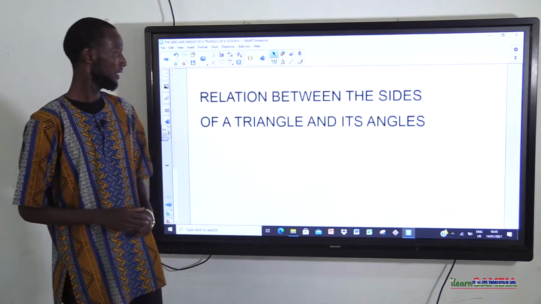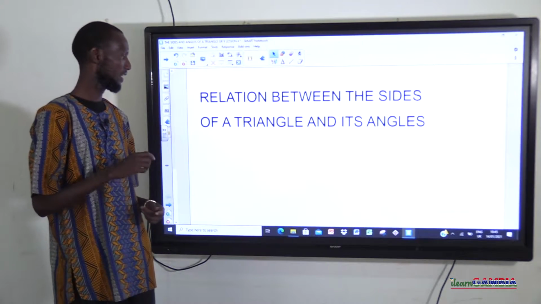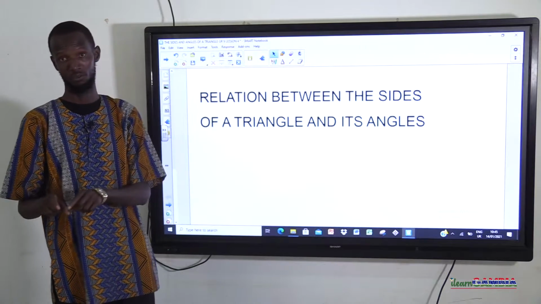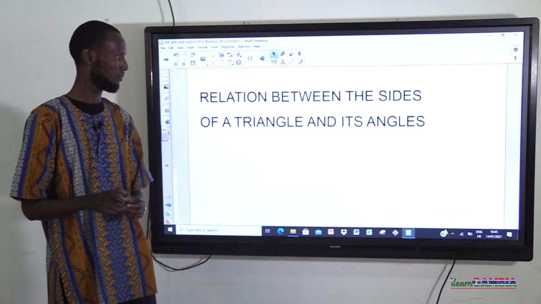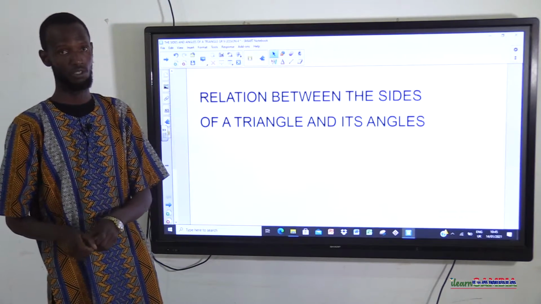Today we are looking at the relation between the sides and angles of a triangle. So the relation between the sides of a triangle and its angles, okay? We're looking at the relation between the sides of a triangle and also its angles.